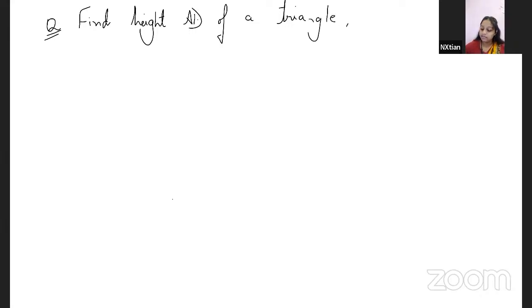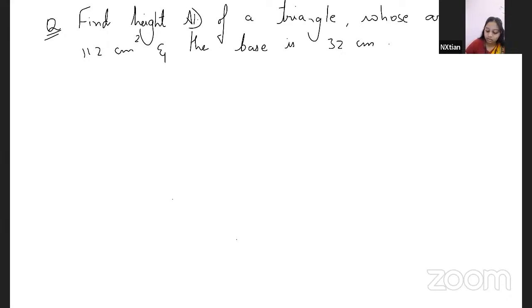Find the height AD of a triangle whose area is 112 centimeters square and the base is 32 centimeters. Ma'am, is that AB or AD? I didn't understand. AD. Okay, base is 32 centimeters.